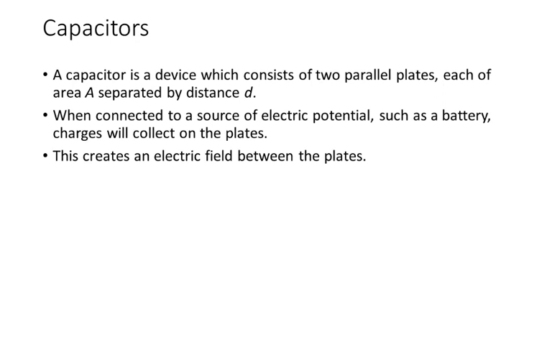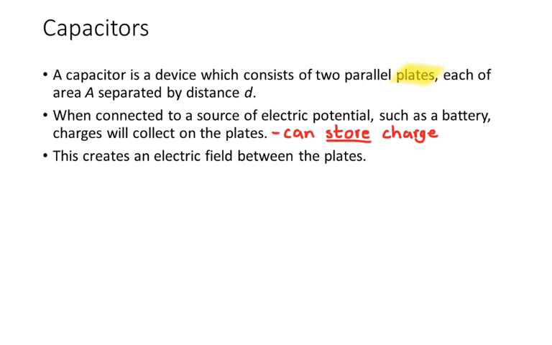A capacitor is a device that consists of two parallel conducting plates. Aluminum pie pans would work as a capacitor, each of area A separated by distance d. When you connect them to a source of electric potential, like a battery, you're going to get charges that collect on the plates, which create an electric field between the plates. And there's something special about this electric field.